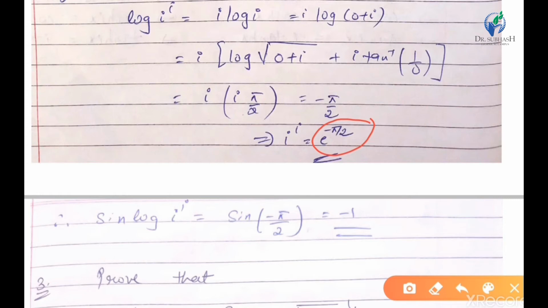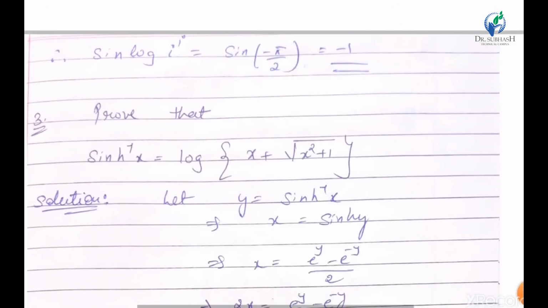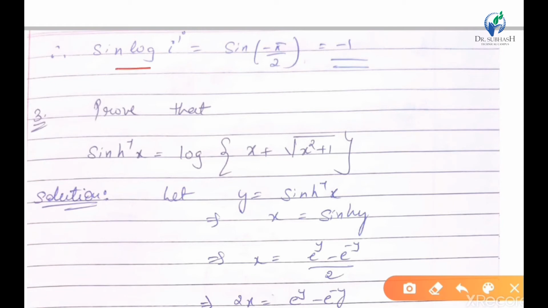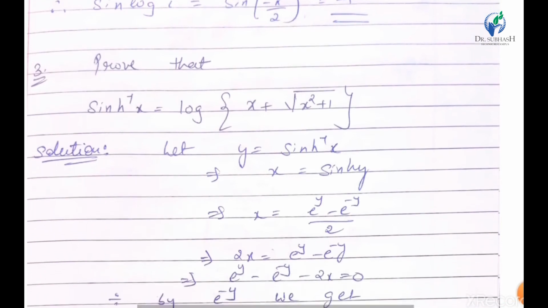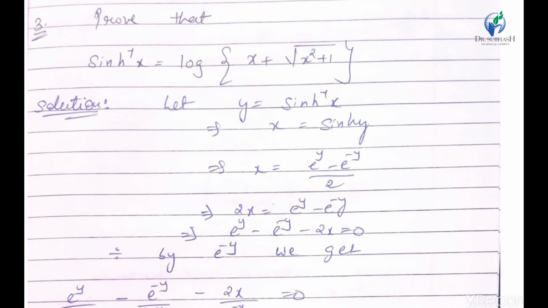Now what we will do is, we will find the value of sin of log i raised to i. Now we will put this value. Sin will be as it is. We have found the value of log i raised to i as minus pi by 2. So sin of minus pi by 2 will be equal to minus 1. Okay. Now let us move to the inverse hyperbolic examples.